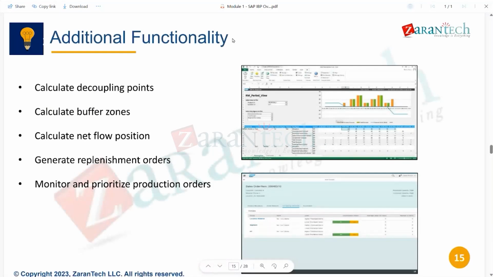These are the additional functionalities of DD-MRP. It decouples at decoupling points, calculates the buffer zone, and calculates the net flow position to know exactly what is required. It generates the replenishment order because it is pulling out or using the stocks from the buffer zones, from the safety stocks, and it monitors and prioritizes the production order, because these are the real customer orders.